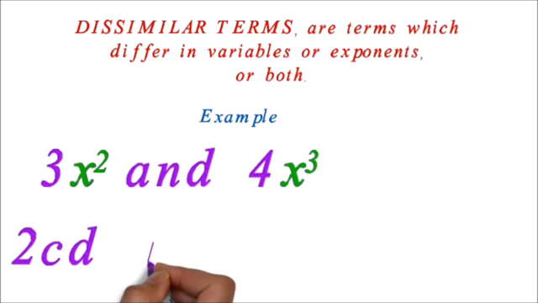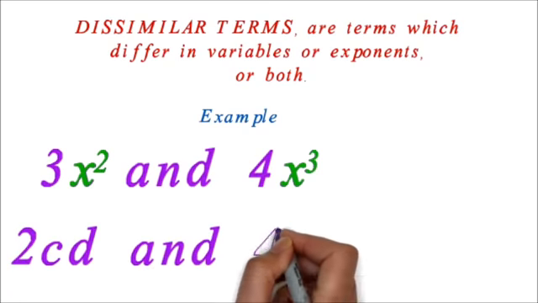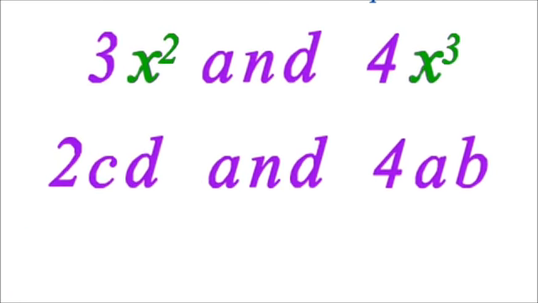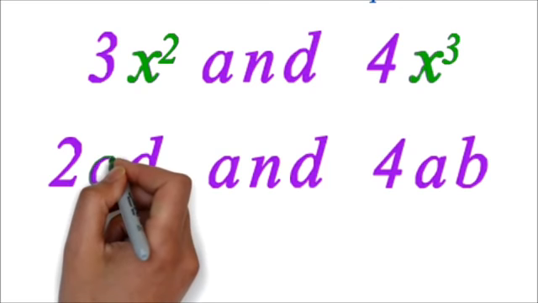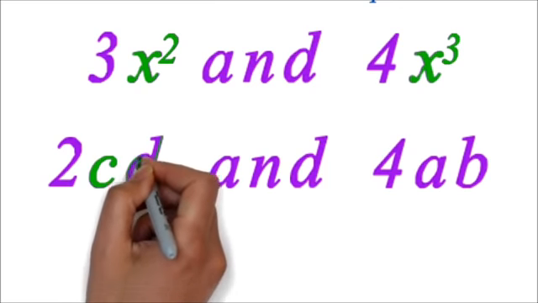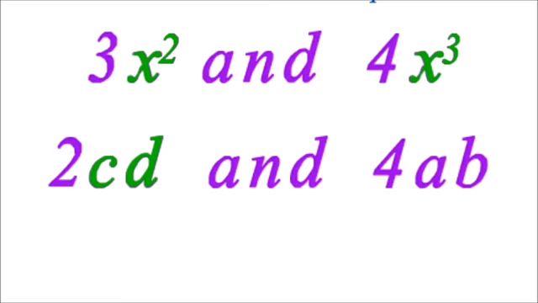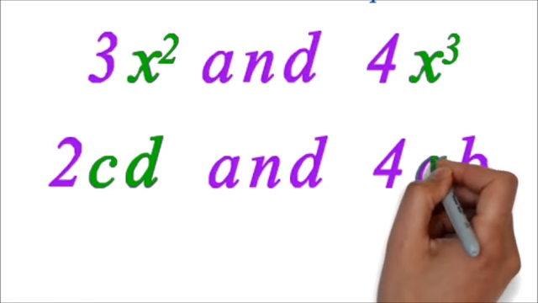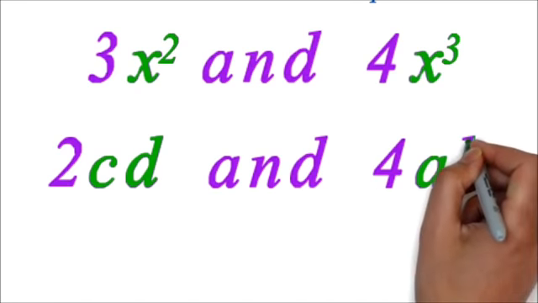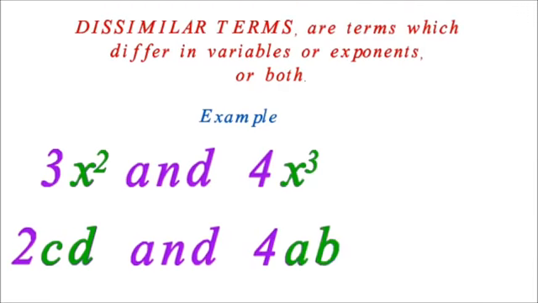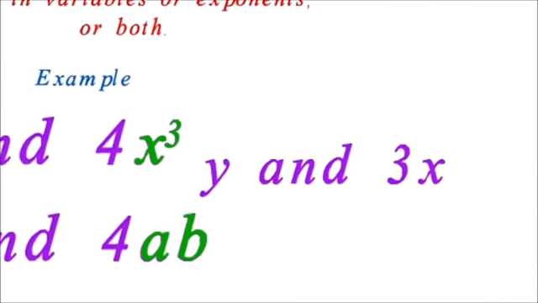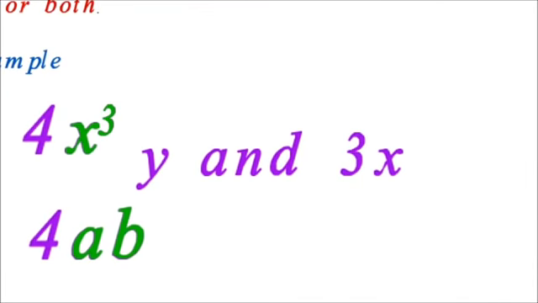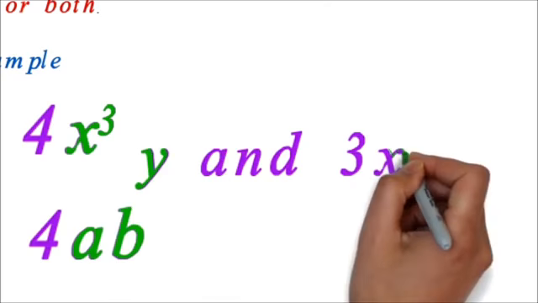Another example, 2cd and 4ab. Notice they have different letters. One is cd and the other ab. So they are dissimilar terms. In this last example, we have y here and x here, so they are dissimilar terms.